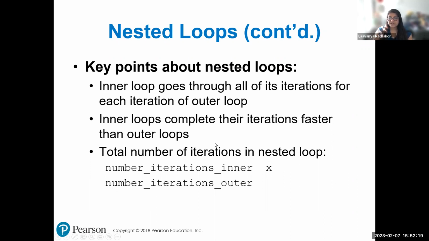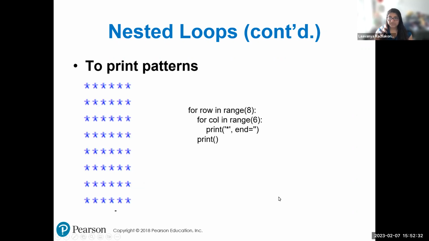The inner loop completes all of its iterations faster than the outer loop. The total number of iterations is the number of iterations of the inner loop times the number of iterations of the outer loop. That is important to remember as well. Nested loops are very much used when you are trying to print patterns.